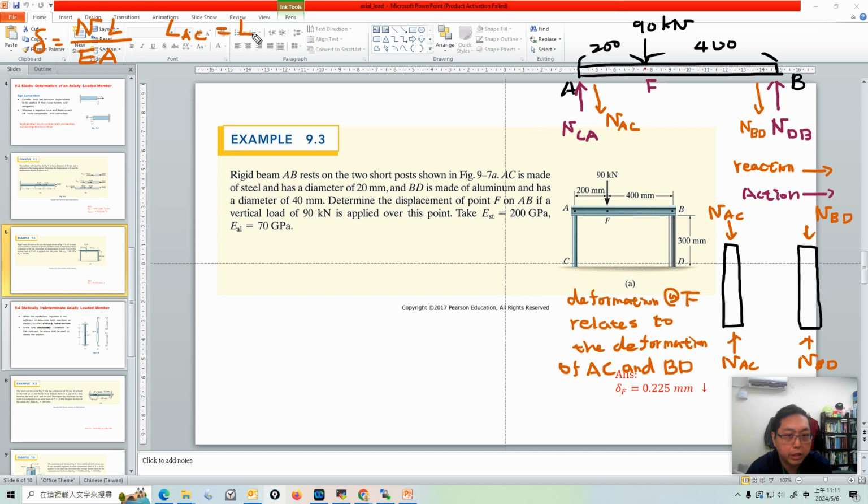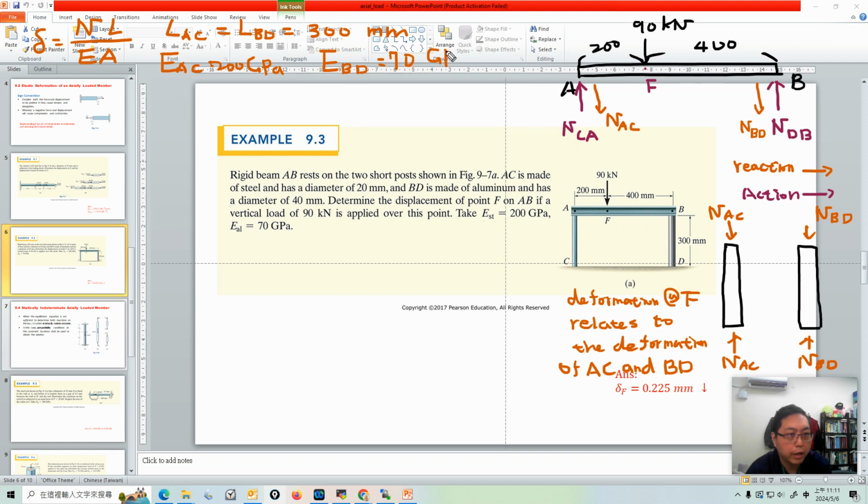LAC and LBD is the same thing. Okay, 300 millimeter. Do we have the same elastic modulus? No, we don't, because AC is made of steel and BD is made of aluminum. So it's different material, they must have different modulus. It gives you the modulus, so you don't have to check again. AC is steel, so it's 200 gigapascal, and BD is 70 gigapascal.